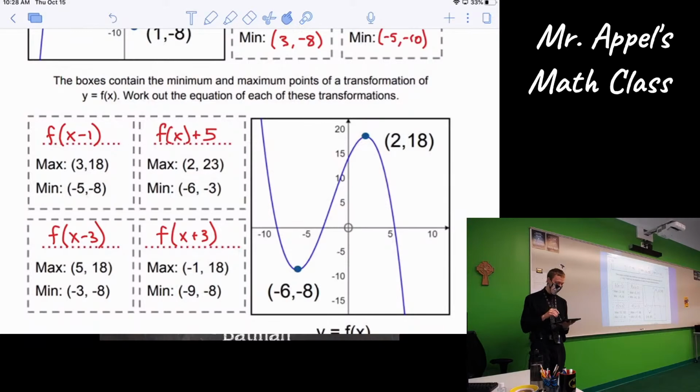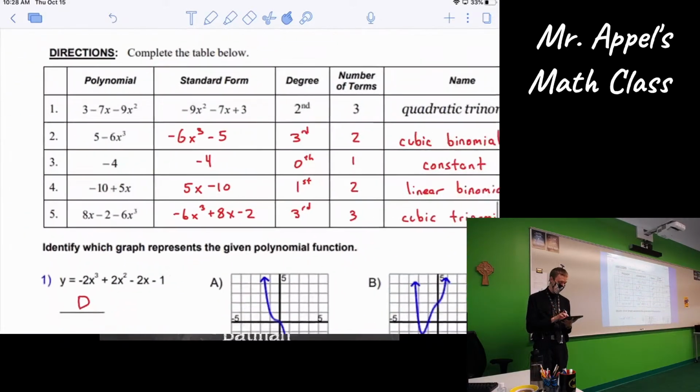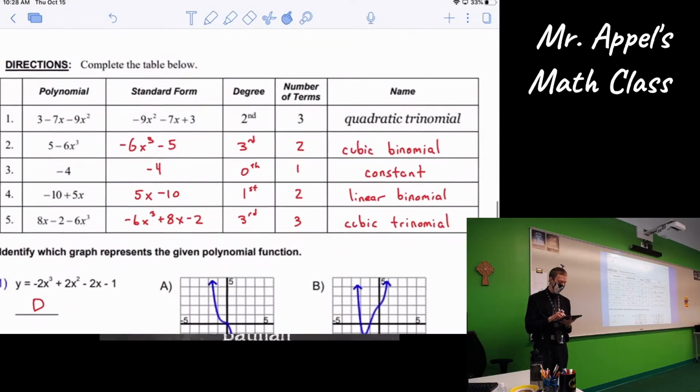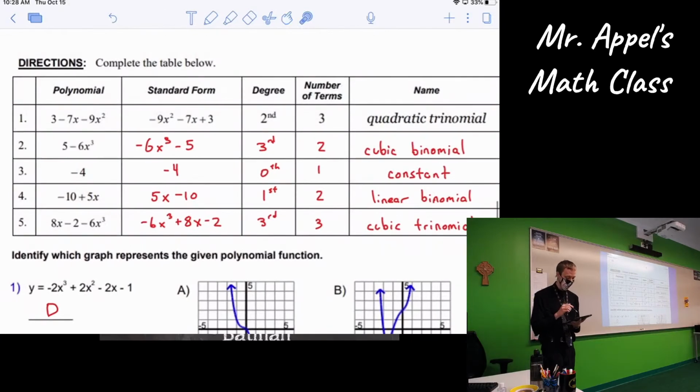All right, next page. Complete the table of polynomials. Yes, all of these can technically be classified as a polynomial, even this guy. So in standard form, just put the highest power first. This one switches places, that doesn't move. 5x comes in front, and the -6x cubed comes in front there.